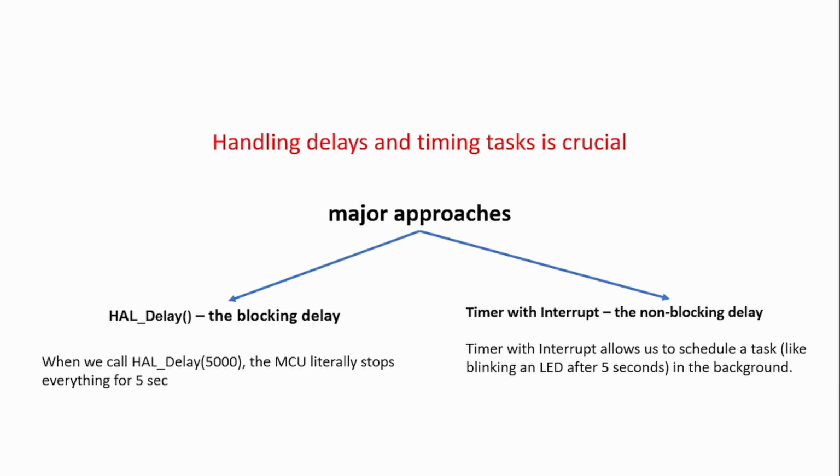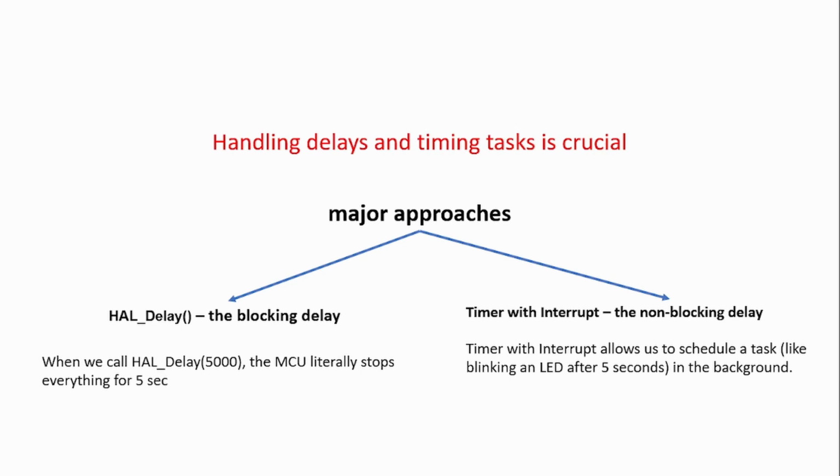So till now what we learned, if I want to generate some delay, 5 seconds, 10 seconds, we simply use HAL_Delay. But this is a blocking delay, because when the HAL_Delay function executes, the microcontroller literally stops for that particular time. Let us say HAL_Delay(5000), so the microcontroller will not do anything for the next 5 seconds. It will simply block overall operations. But with timer with interrupt, you can achieve non-blocking functionality.